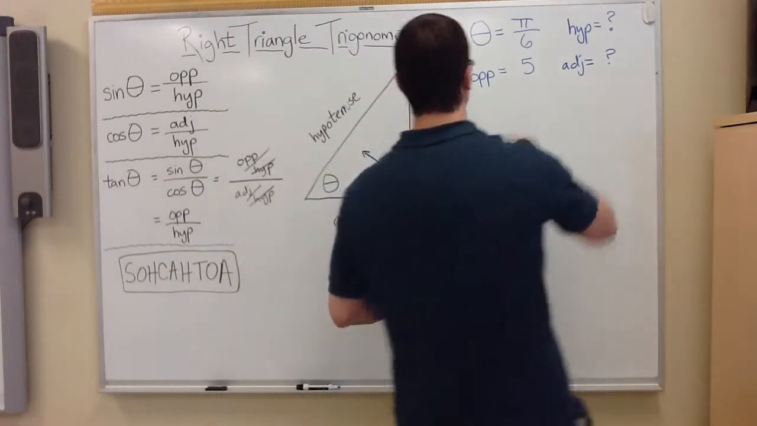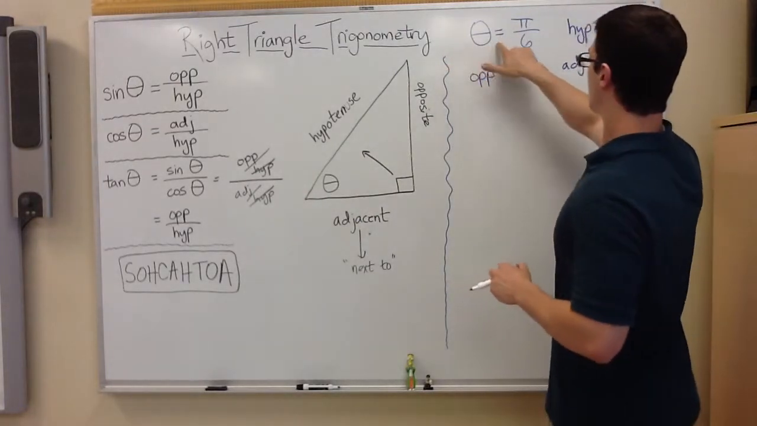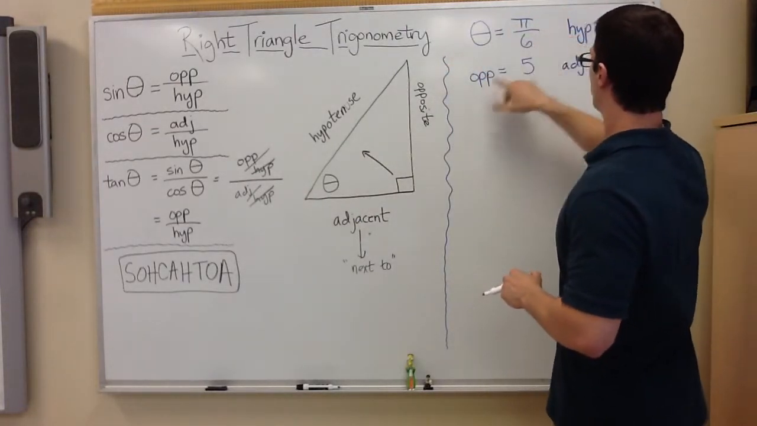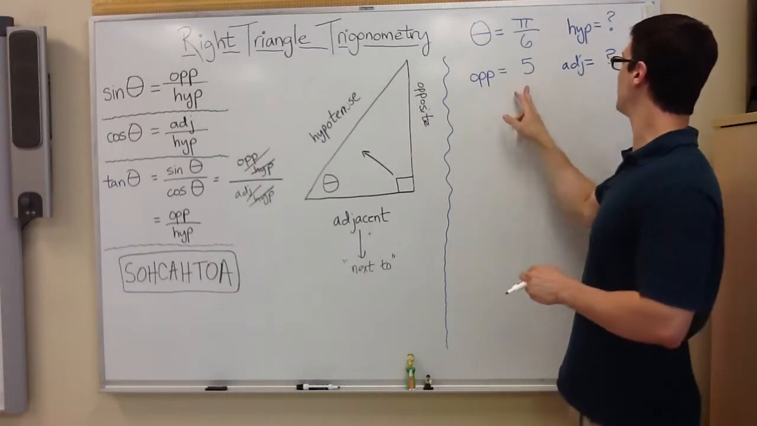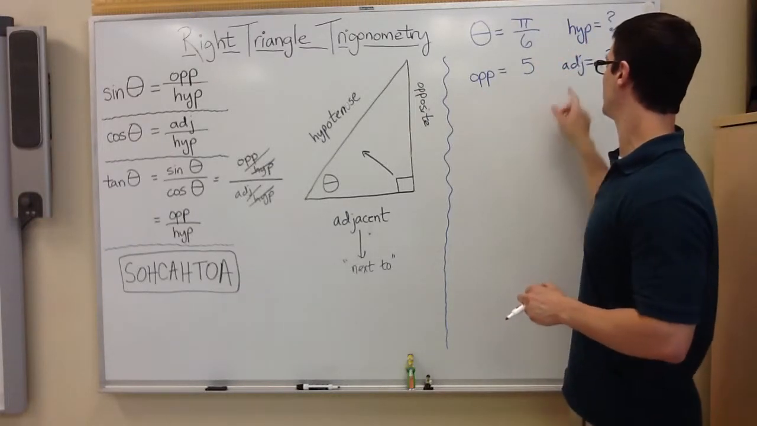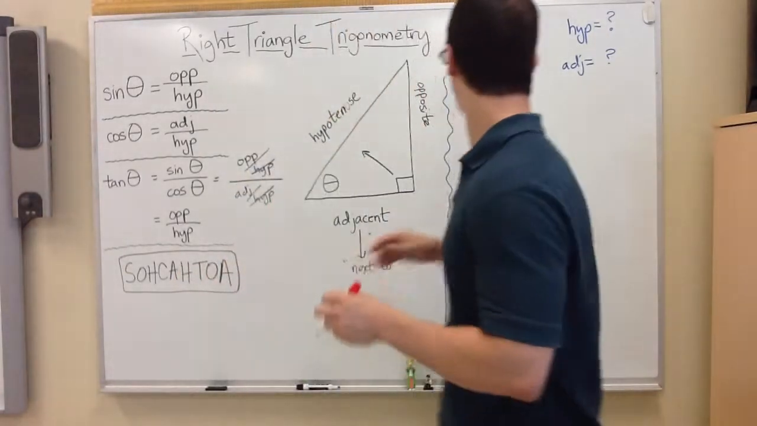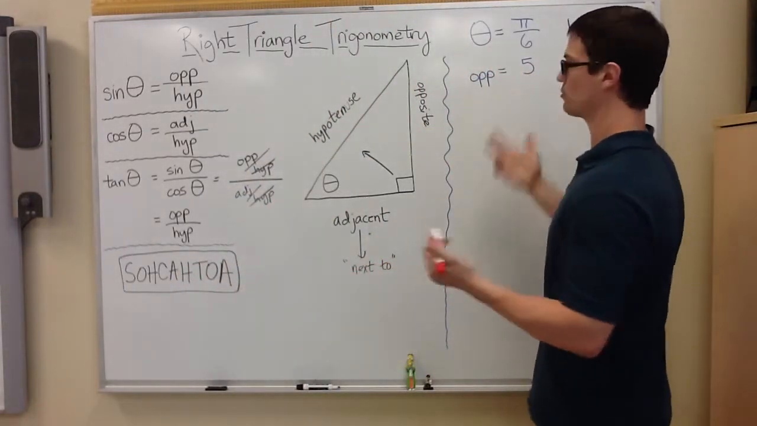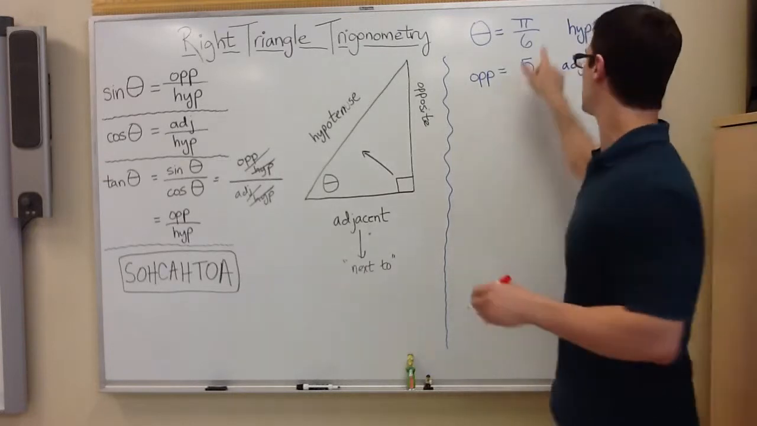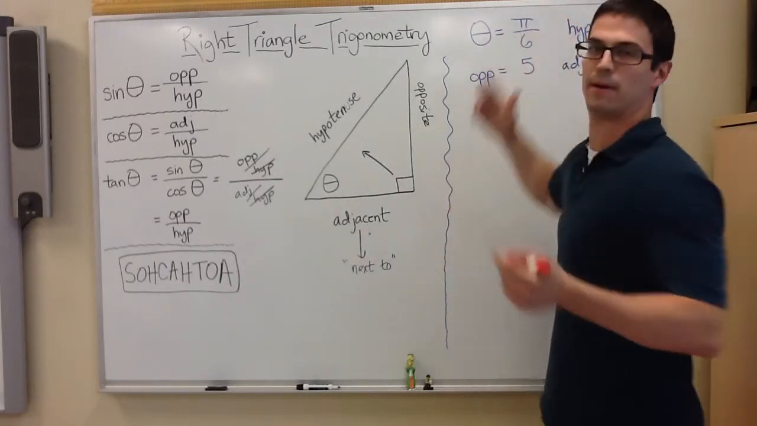Okay, here we go. So we have theta equals pi over 6. The opposite side is equal to 5, and then we're looking for the hypotenuse and the adjacent side. So we're looking for the measurement of that. To do that, we need to figure out which one we want to solve for first. Let's just say the hypotenuse, because it's in that order. Let's do hypotenuse first.